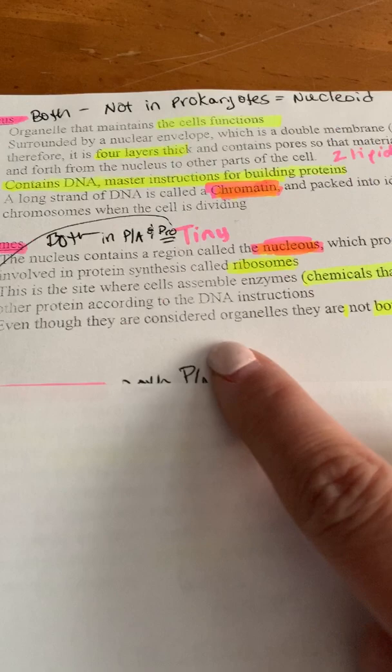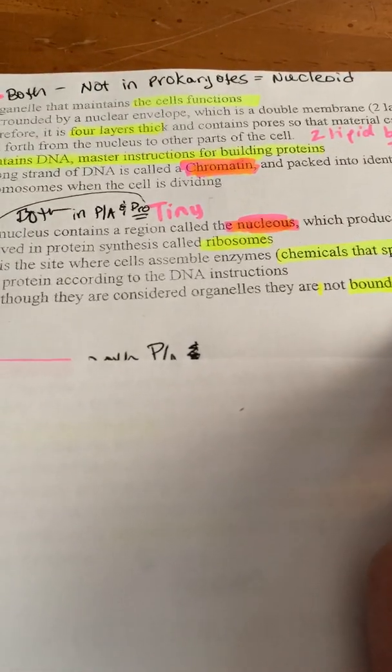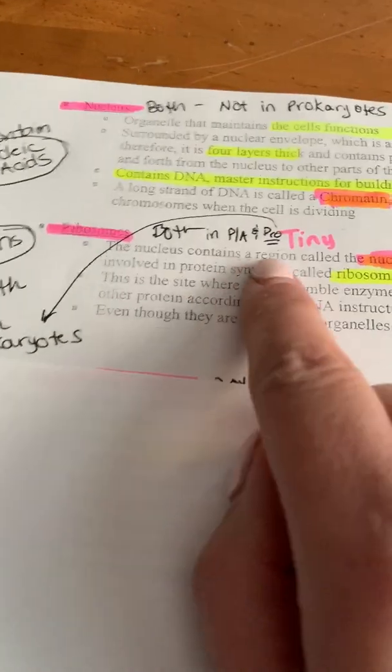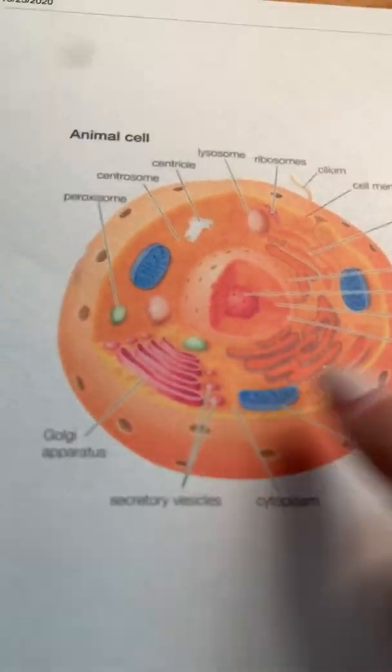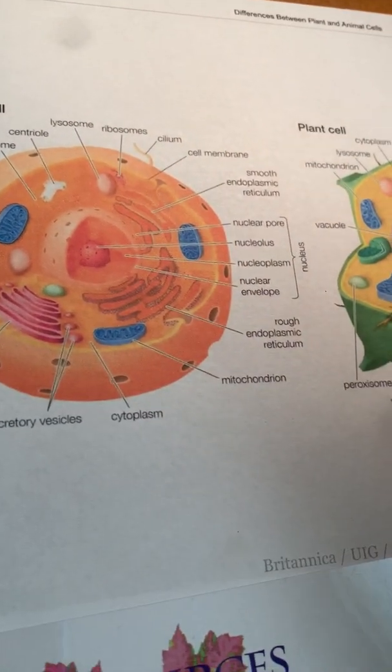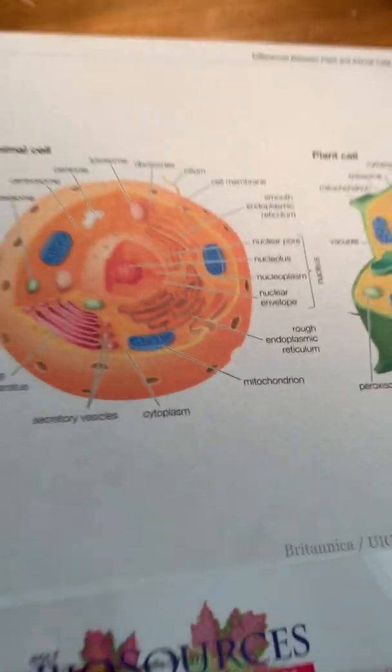Even though they're considered an organelle, they are not bound by a membrane. Okay, so they don't have a membrane around them because they're so tiny, itty bitty tiny ones. So I can't even really show you on this diagram where the ribosomes are. But sometimes they're free floating. I'm trying to find it. Here we go, a little tiny ribosome, itty bitty tiny, okay?